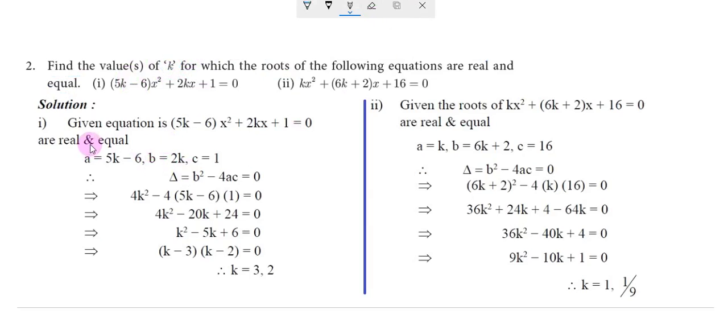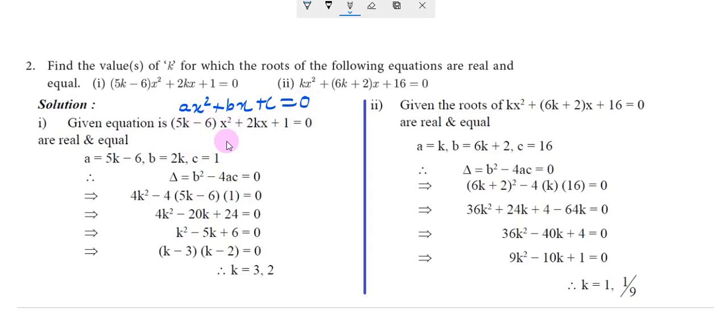Okay, now let us write the given equation. Given equation is (5k minus 6)x square plus 2kx plus 1 equal to 0. It is real and equal. Okay, so just compare with the general form ax square plus bx plus c equal to 0. Just compare. So a equal to 5k minus 6.